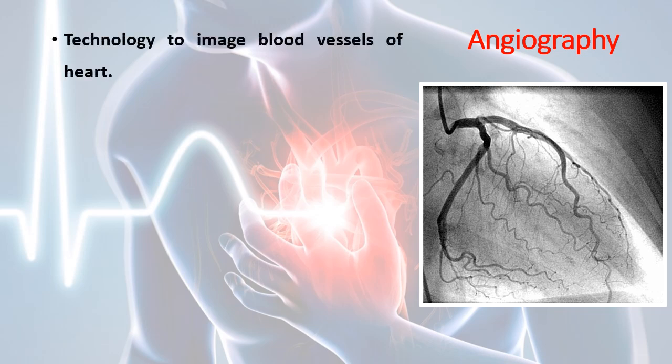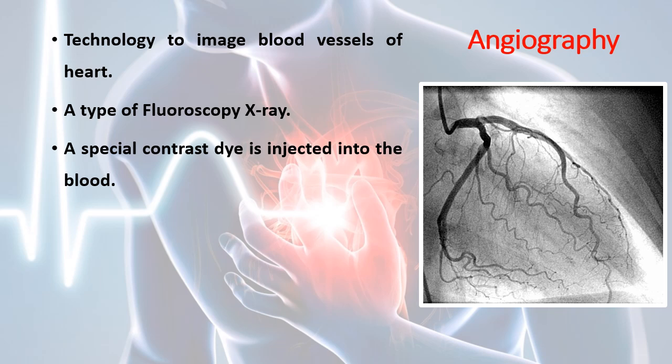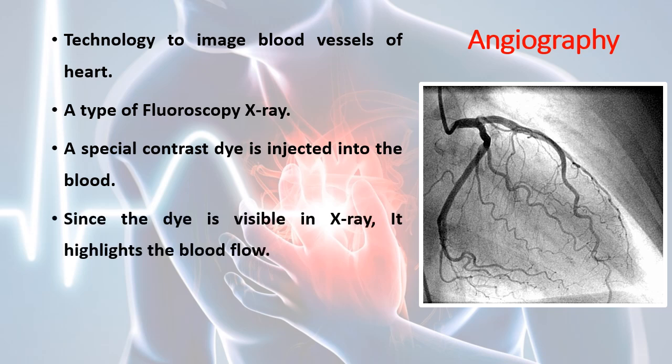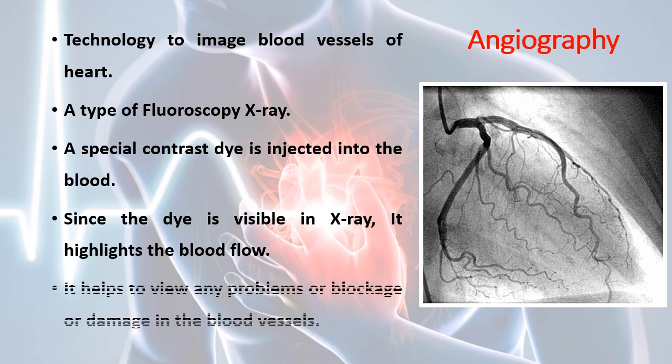So it is a technology to image blood vessels of the heart, and it is a type of fluoroscopy X-ray. That means a special contrast dye is injected into the blood, which is harmless to our body, which is neutral, but which readily is visible under the X-ray. And since the dye is visible in X-ray, it highlights the blood flow, and blood definitely flows within the blood vessels. And that's how it helps to view any problems or blockage or damages in the blood vessels.